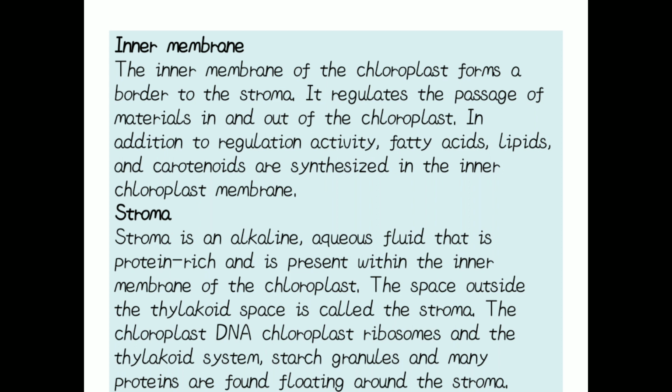Now the colloidal solution which is present in the chloroplast is called stroma. So let us discuss a bit about the stroma. Stroma is an alkaline aqueous fluid that is protein rich and is present within the inner membrane of the chloroplast. The space outside the thylakoid space is called the stroma. The chloroplast DNA, chloroplast ribosomes, the thylakoid system, starch granules and many proteins are found floating around inside the stroma.